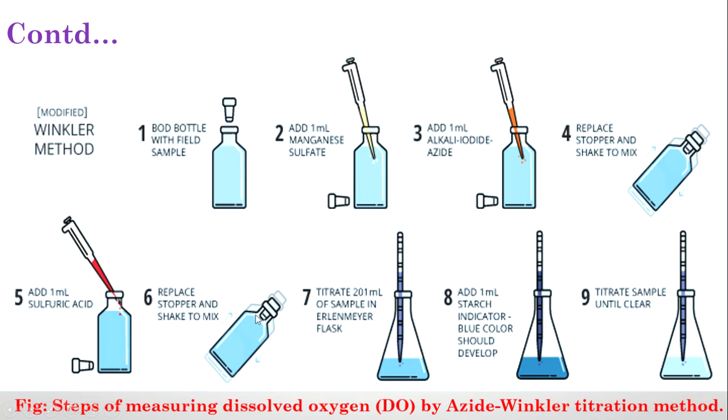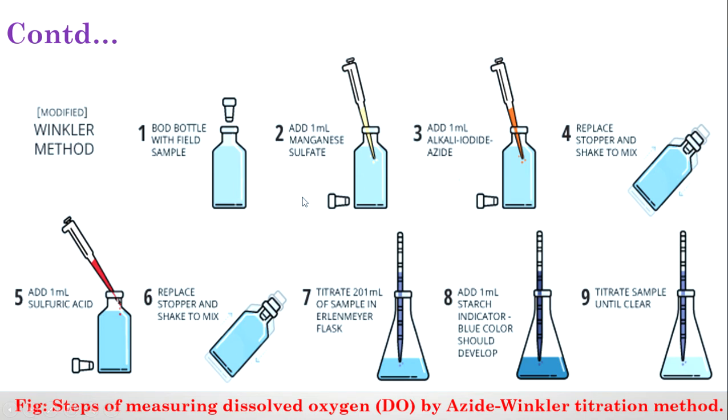Now we will transfer all this sample into a conical flask. We will add some starch indicator, 1 milliliter of starch indicator here, for analyzing the change in color. We will add the indicator. After that, we will use this sample for titration. The titrant is sodium thiosulfate. Okay, so this is the procedure.